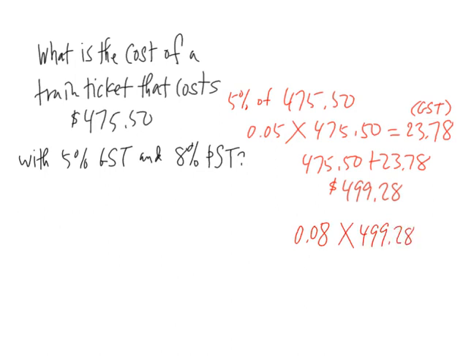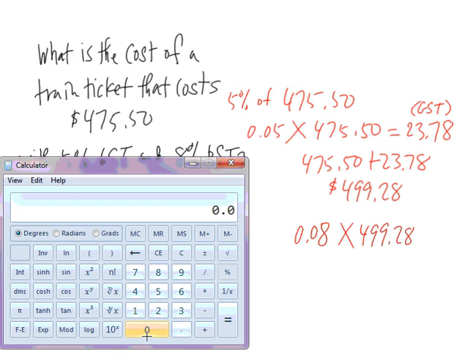$499.28? Take my calculator here. 8% of $499.28 equals $39.94. That's going to be my PST. That goes to the provincial government. So take my $39.94 PST, add it on to the price of the train ticket with the GST. And that train ticket's going to cost me a total of $539.22.